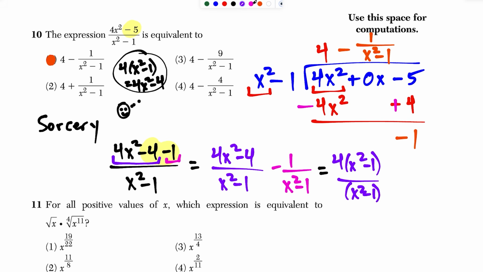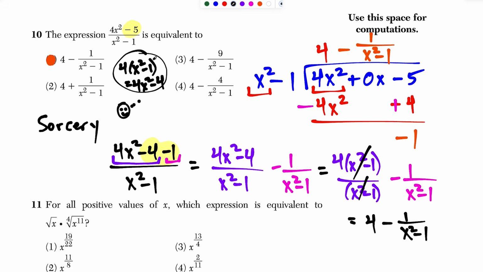And then in pink here, we have minus 1 over x squared minus 1. And notice that the matching factors here cancel out nicely. And what are we left with? We're left with 4 and then minus 1 over x squared minus 1. So we get the exact same answer. And it's up to you to decide which one you think is better.